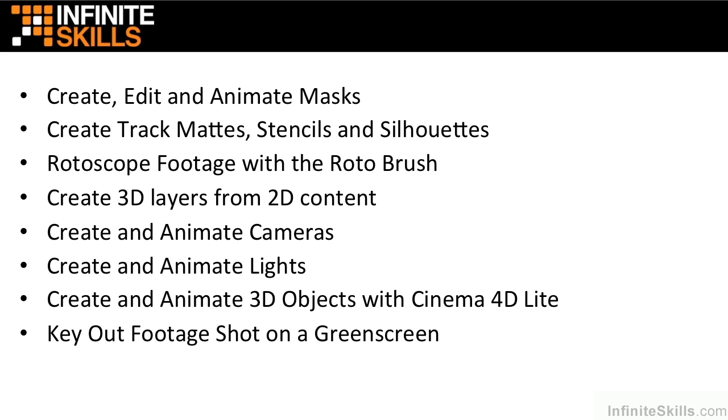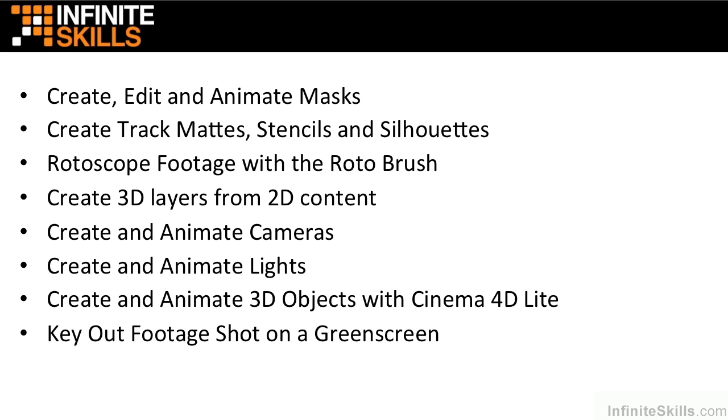If you've ever used Photoshop to make selections, imagine the rotobrush as a selection tool, but for video. I can cut out something from its background using the rotobrush, and we can do that not just for a still image like you could in Photoshop, but for the entire duration of the video. You can use this as a compositing tool. You can cut something out from its background, put it against another background. You'll learn how to create 3D layers from 2D content. Everything in After Effects starts off as a two-dimensional layer.